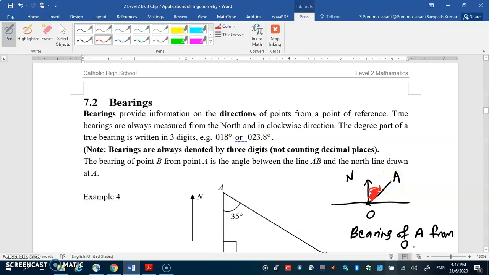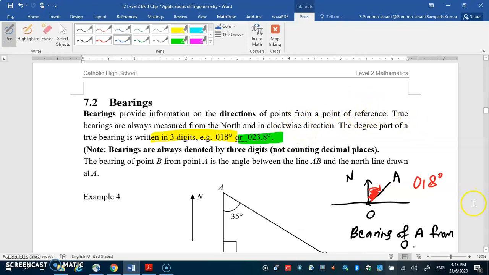Another thing you must take note of is that for bearing, you always write in 3 digits. So for example, your angle is 18 here. You will not write 18, but you will write 018 degrees, because bearing must be written in 3 digits. And if there's a decimal point, you can still write the decimal point behind to 1 dp, but before the decimal point, you should have 3 digits. So let's say it's 23.8, you will write 023.8 degrees.